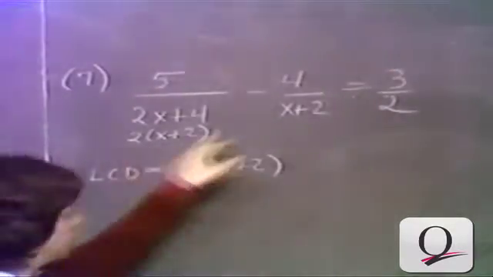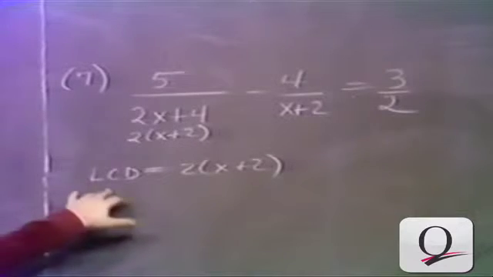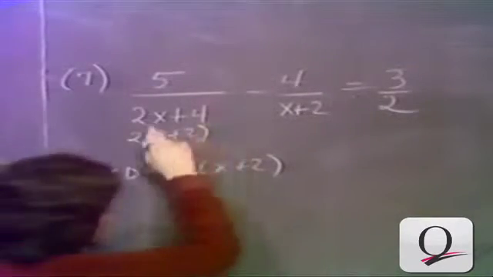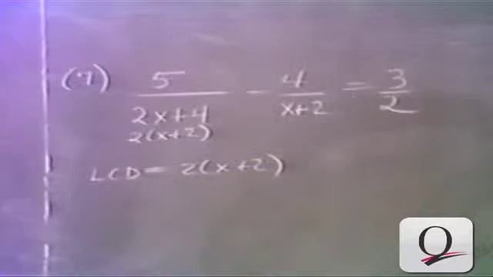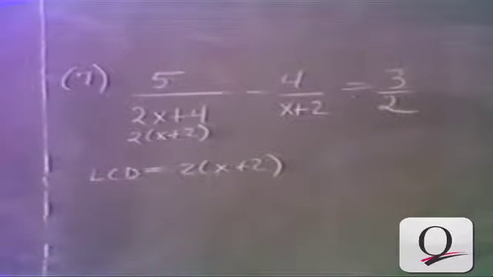Each of these denominators is a factor of this denominator, and multiplying both sides by this will clear fractions. Okay, you could have used, say, 2x plus 4 times x plus 2 times 2, the product of the denominators. Obviously each denominator would go into that, but that would make the problem more complicated. We look for the smallest quantity so that each of these denominators is a factor. So that's why it's helpful to factor here to see what it's really composed of.